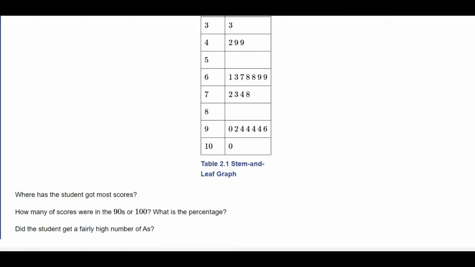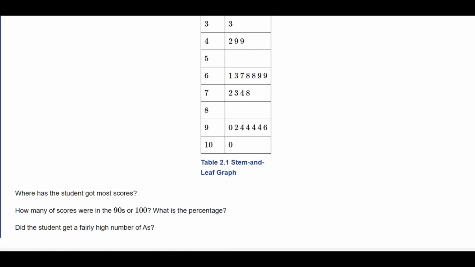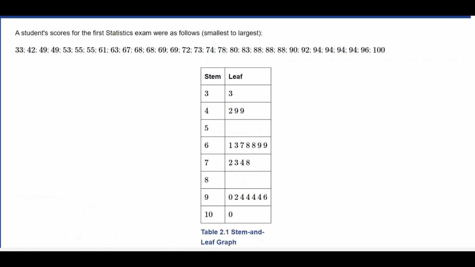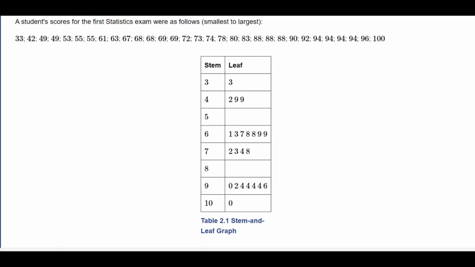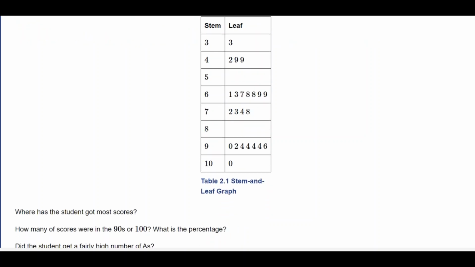Okay, and then there are scores for 9 and 10. Now you can see that for the stem represented by the number 10, the leaf is 0. It doesn't mean that it doesn't have a score. It shows that it has the 100% score, 100 score. So 10 is the stem and 0 is the leaf. So there is a score.